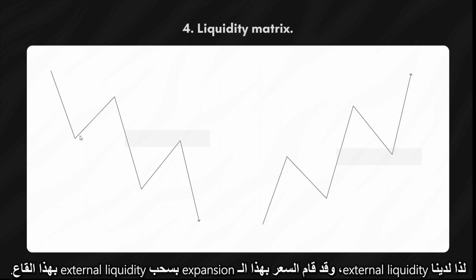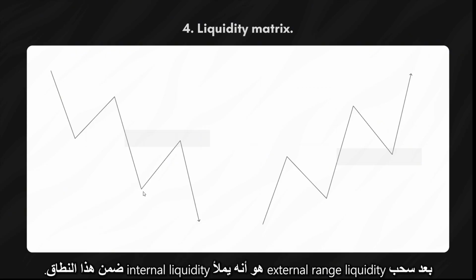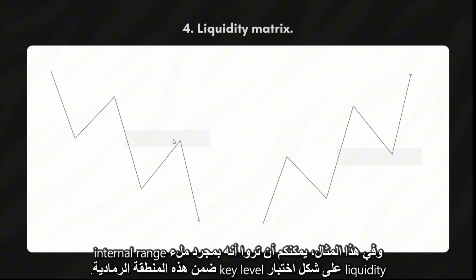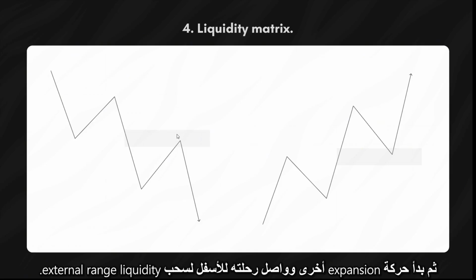Price with this expansion took out external range liquidity below this low, and once the external range liquidity is taken out, the next most likely thing that price does, or what price is then inclined to do, is that it fills internal range liquidity within this range. And in this example, you can see once internal range liquidity was filled in the form of testing a key level within this gray area, it then started another expansion move and continued its journey lower and took out another external range liquidity.